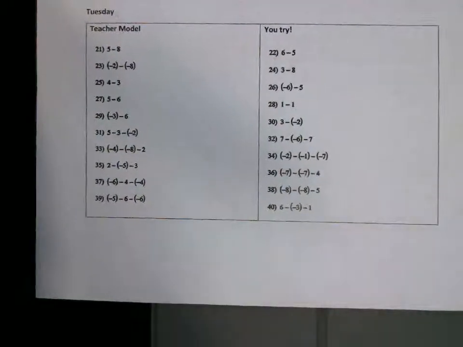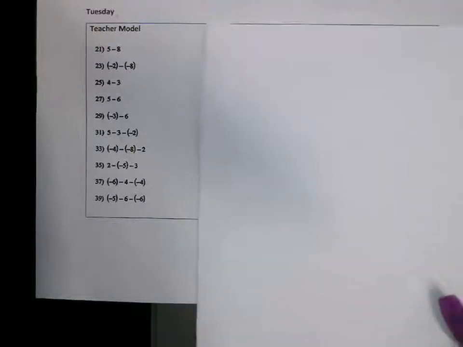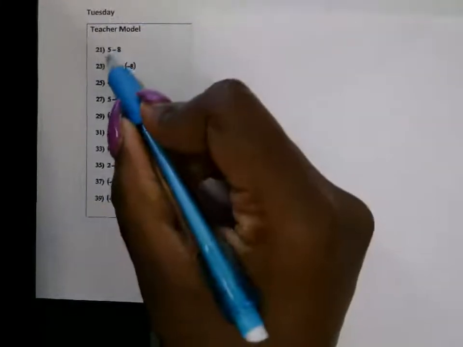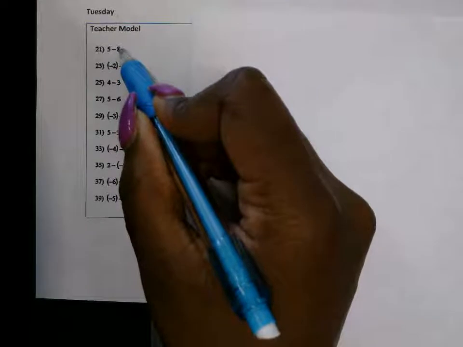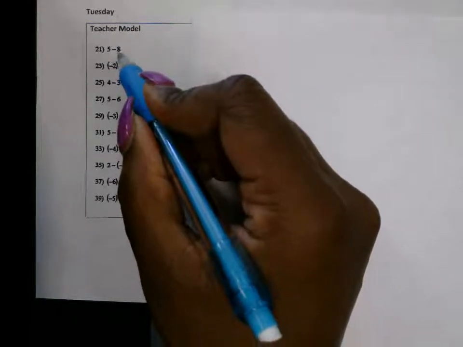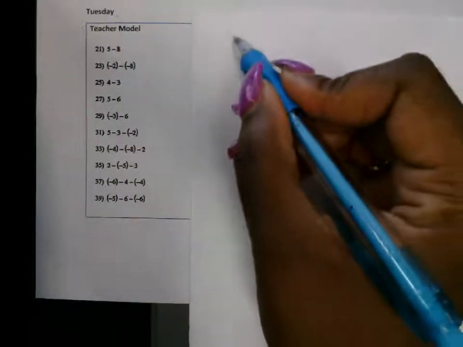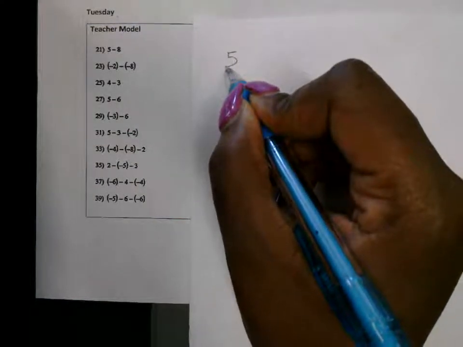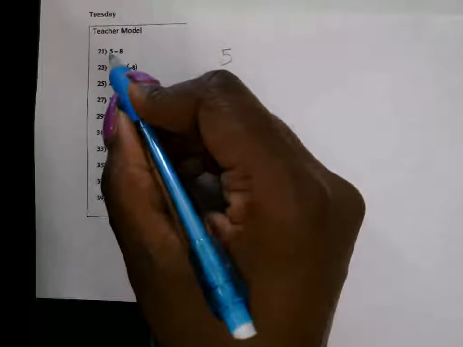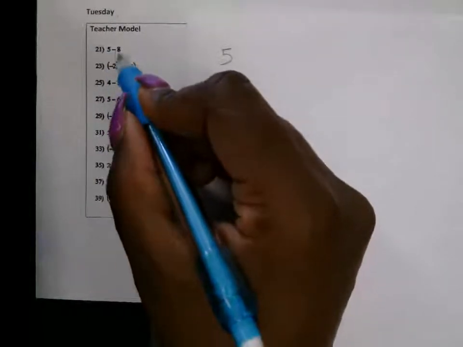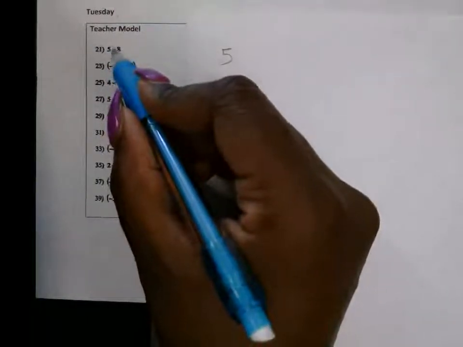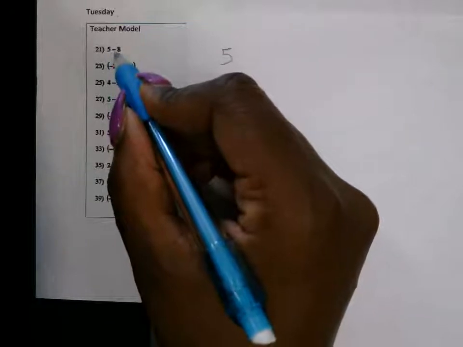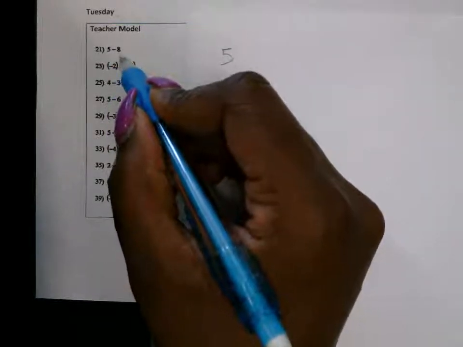Let's do Tuesday's homework. We are subtracting integers. When you are subtracting integers from each other, this is the rule: you're going to keep the first number the same. You're going to change the second number. Change the sign from a minus to a plus and change the second number to its opposite.